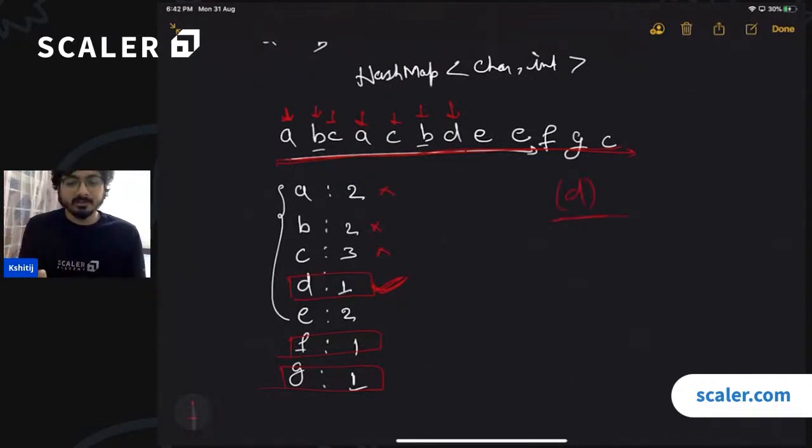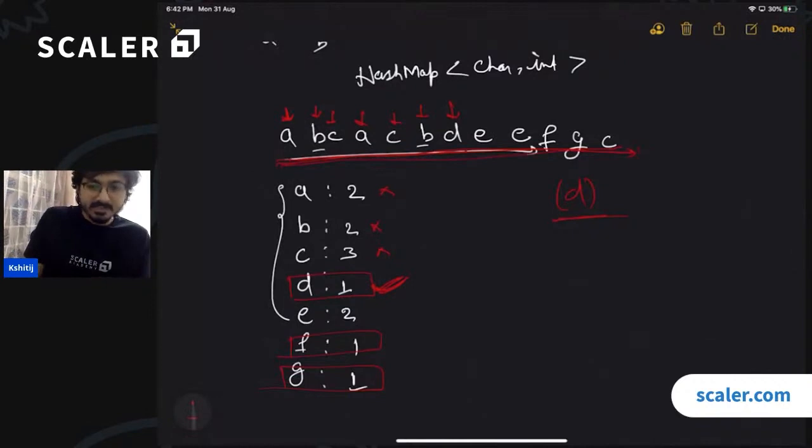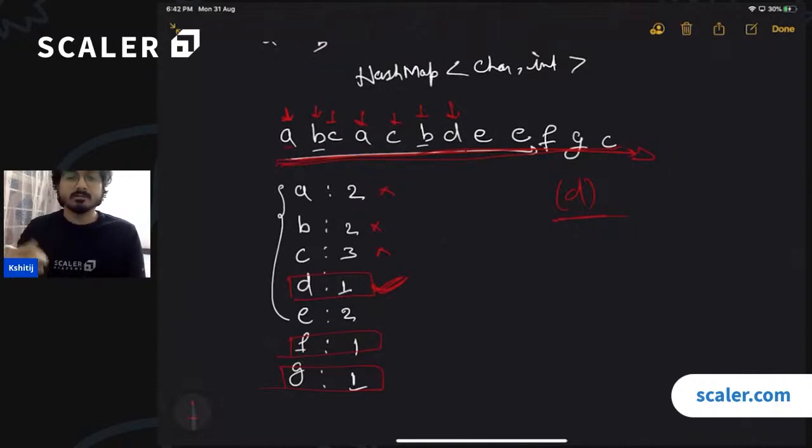So how are we going to solve the problem? First we build the frequency hash map, and then again we iterate over this string, and character by character we check whether this character is a single occurring character or a multiple times occurring character. If it is a single occurring character, we just return it.